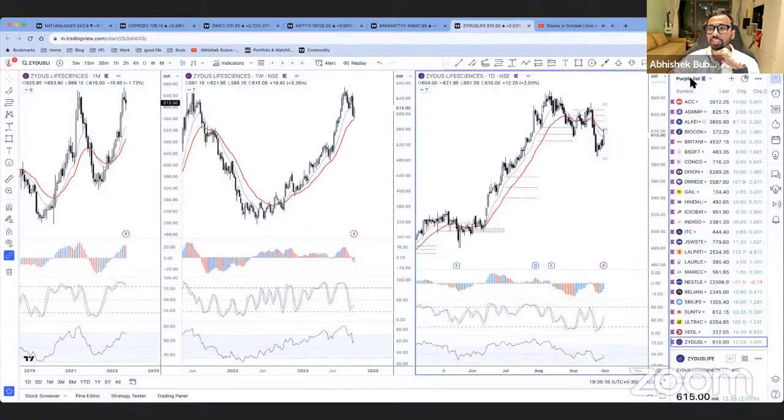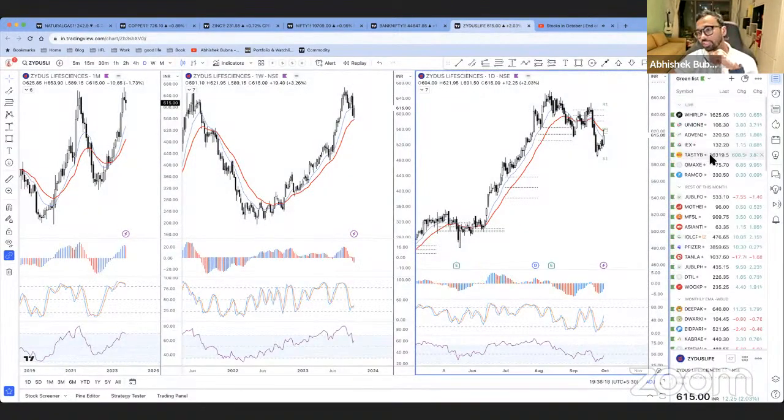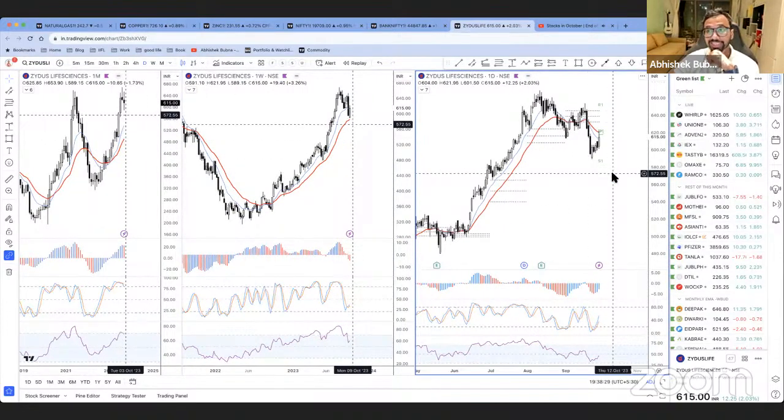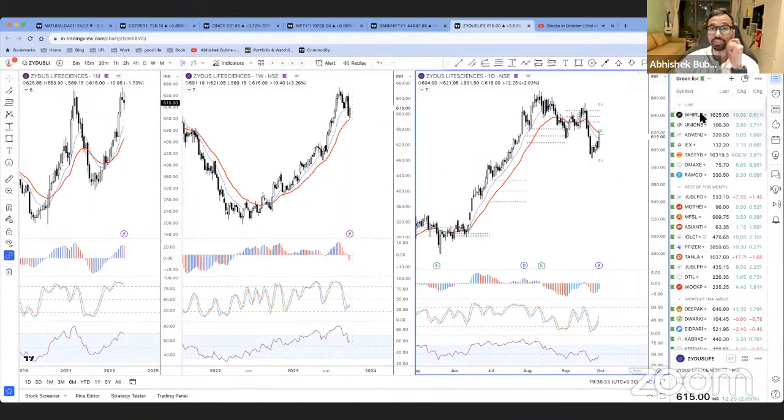So let's open this layout and go to the green stock. Now there are about 3, 4, 5, 6, 7 stocks that I want to talk about, which can give you an investment opportunity next month, which is October. Very, very important that you understand this.